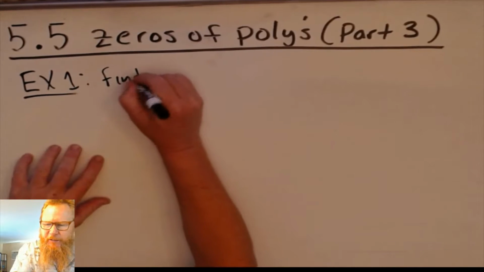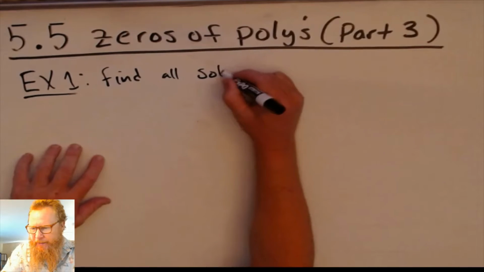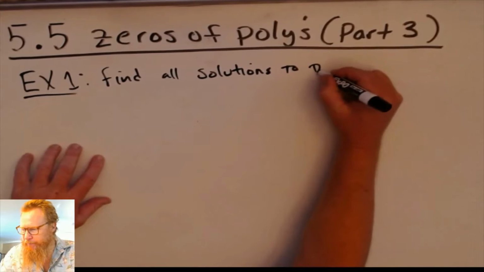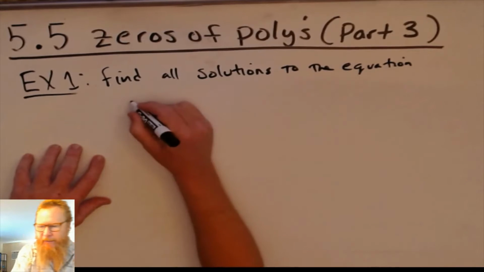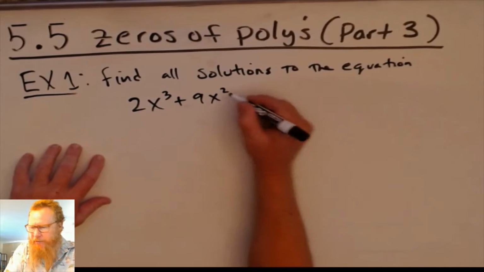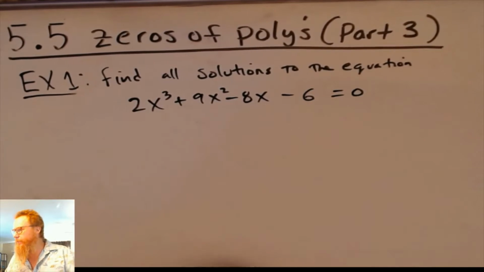So for this one, let's just find all the zeros. Zeros are also known as solutions to an equation. Really means the same thing. I think I mentioned that last time. So 2x cubed plus 9x squared minus 8x minus 6 is equal to 0.